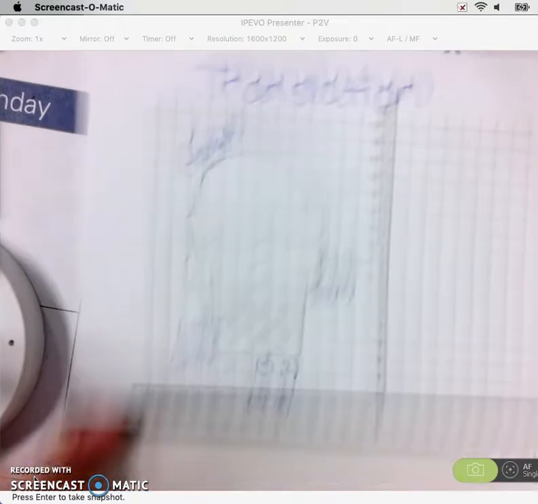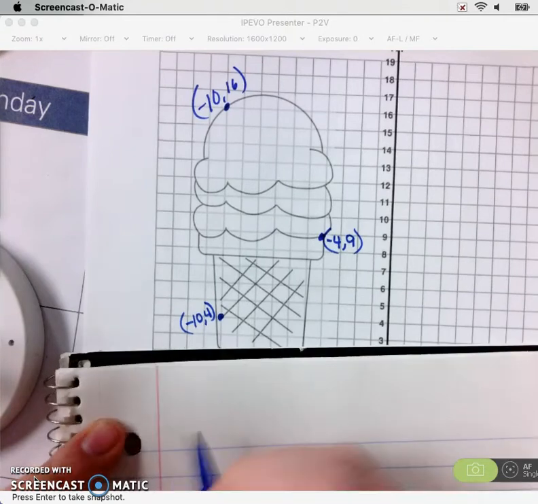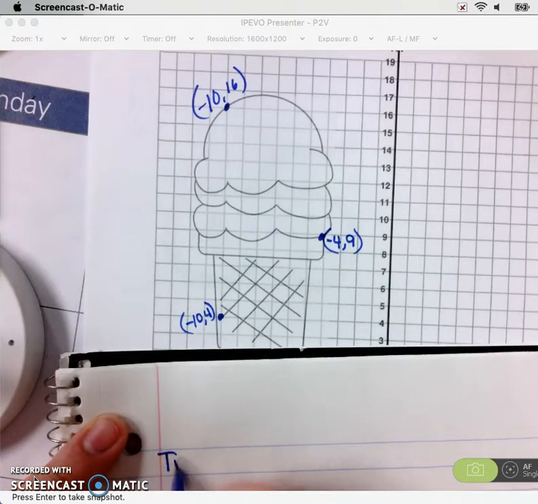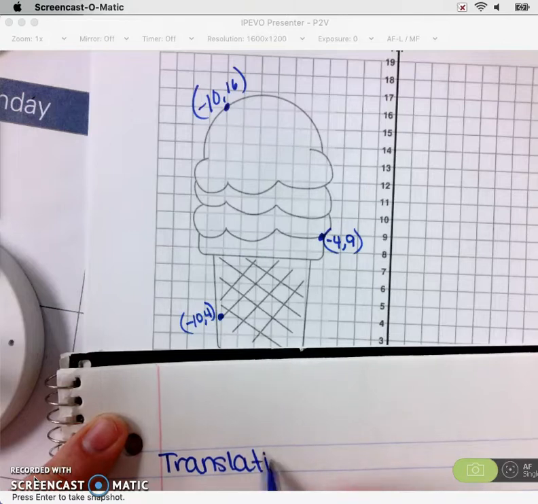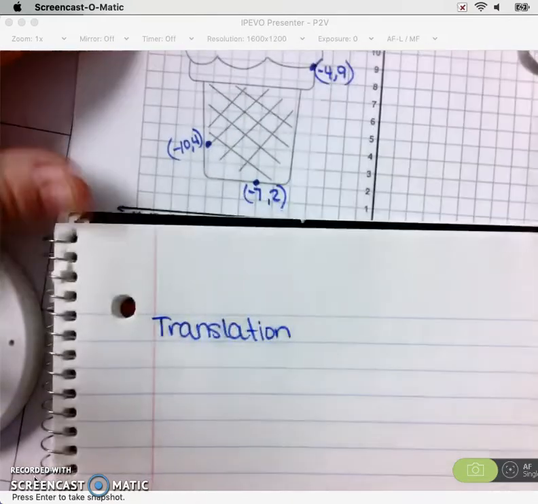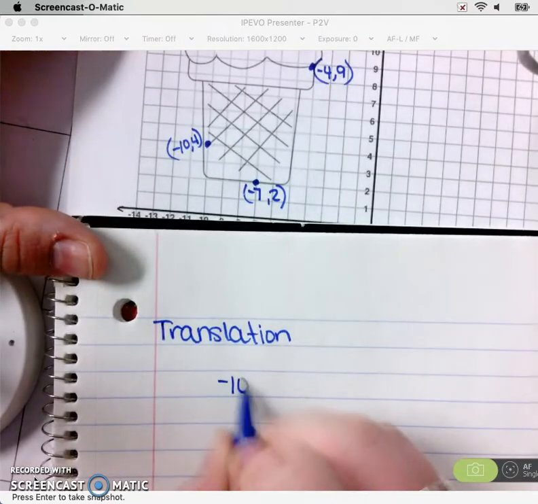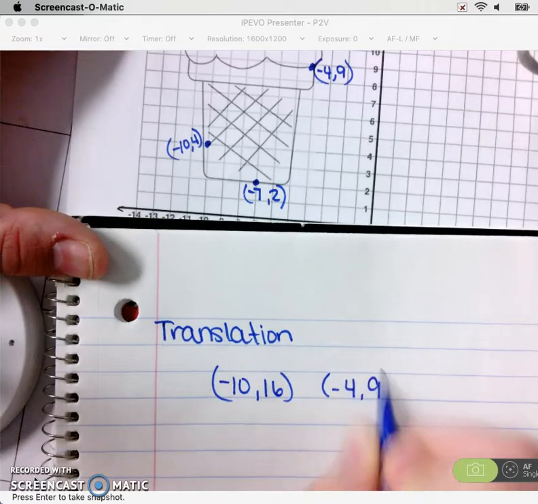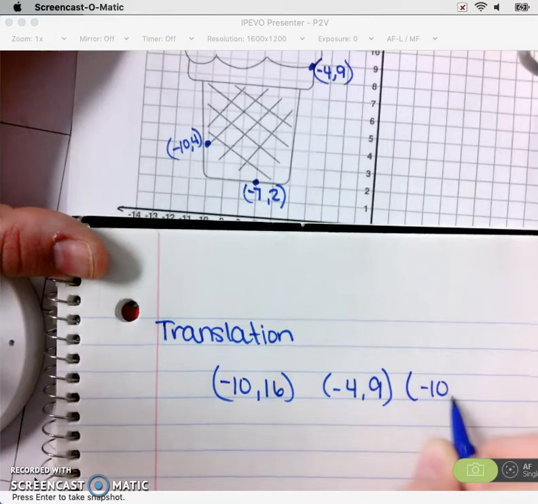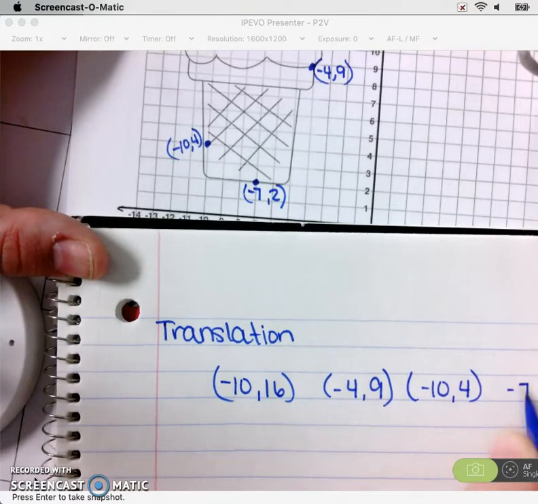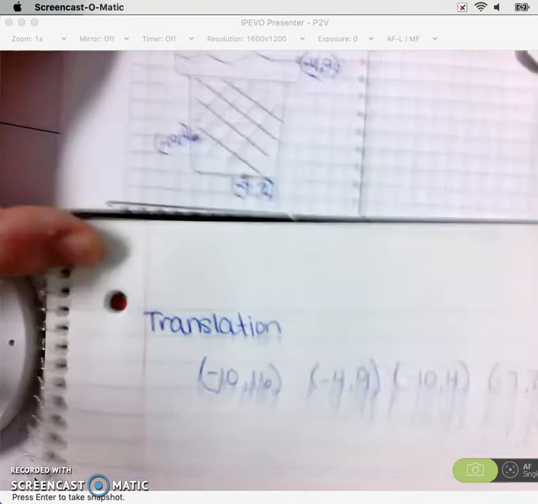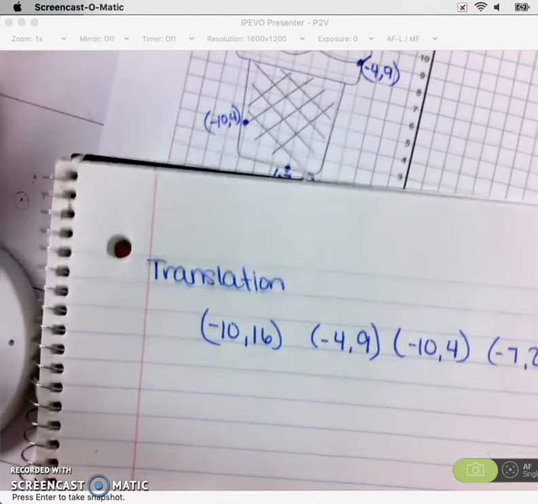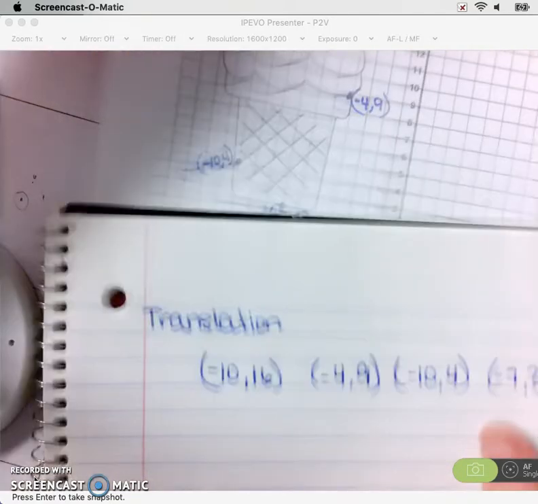So on my work, and you have to show work for translation, I want you to write translation at the top. Then I want you to write your ordered pairs. So -10, 16, -4, 9, -10, 4, -7, 2. So these are my points, not necessarily your points.